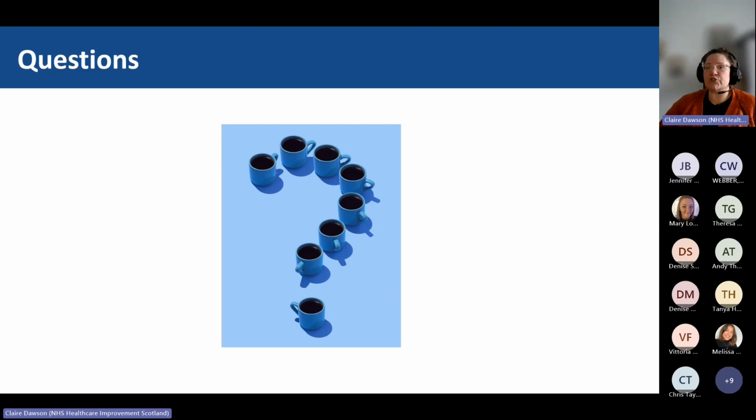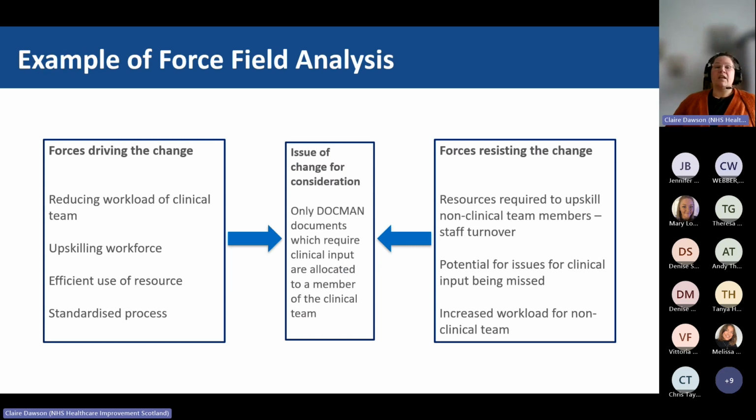Right, so explaining the scoring again. Let me go back. If we were looking at this example here and we decided that we wanted to add scoring, and we're working on a scale of 1 to 5, 1 being doesn't have very much impact, to 5 being this is going to have a massive impact. So the forces for driving the change, if we're looking at reducing the workload of the clinical team, that's a big ticket item. So chances are we would say that's a really big force driving us for this change, because reducing that workload is something important that we want to do. So we would score that a 5.